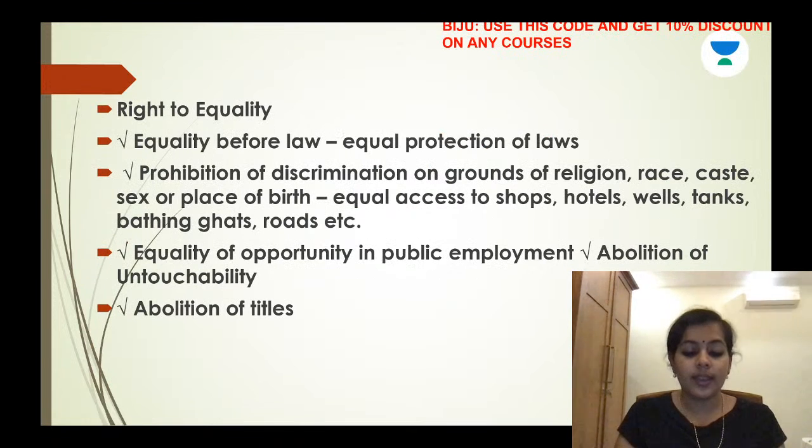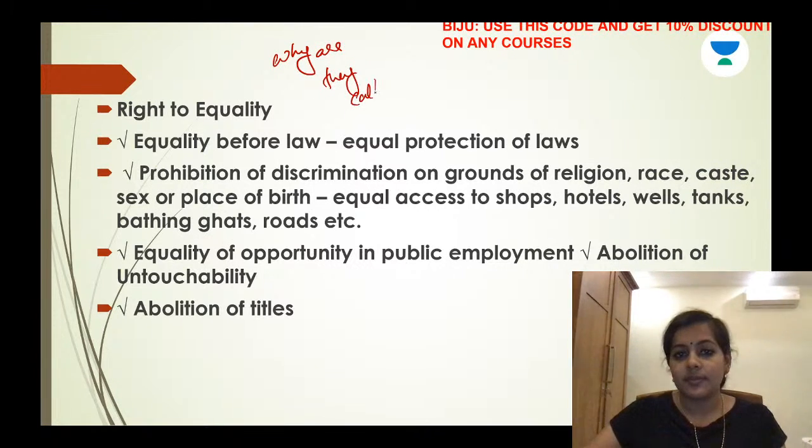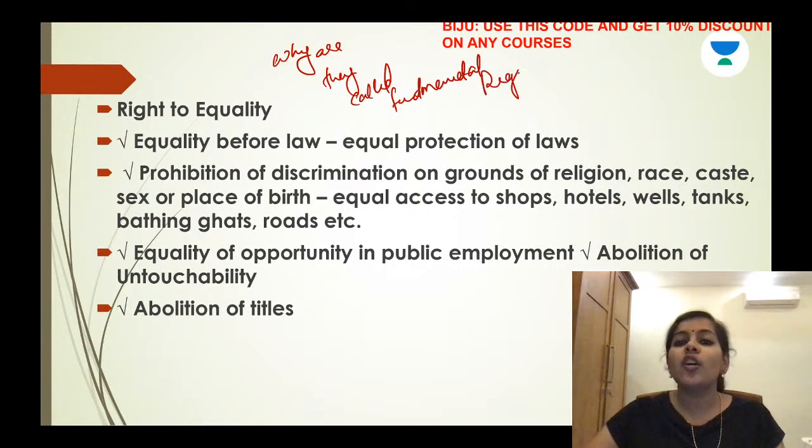Then we are going to discuss an in-depth analysis of fundamental rights. And a simple question before that. Why are they called fundamental rights? Why are you calling these rights fundamental rights, the basic rights?